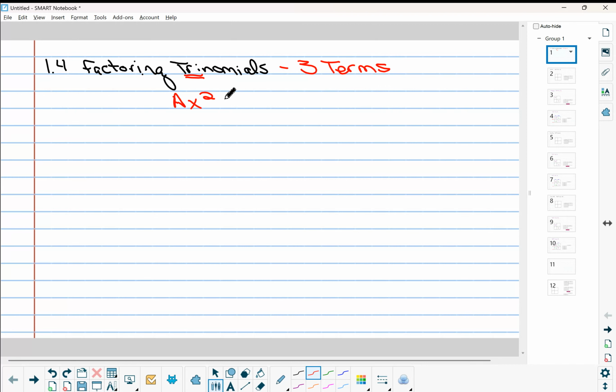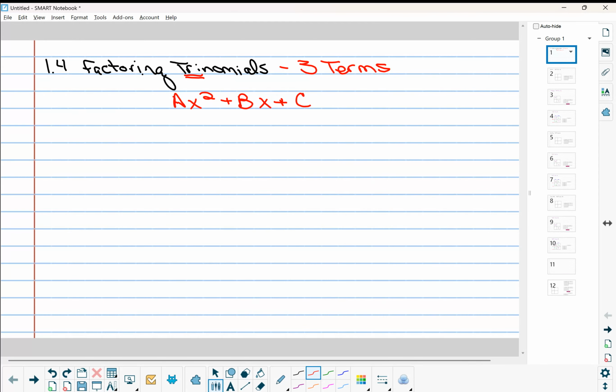Okay, so we are doing the first video on 1.4, and this is on factoring trinomials. Tri meaning 3, right? So these all have 3 terms in them. And those are usually in the form ax squared plus bx plus c. So we're going to be looking at factoring things that start out in this form.